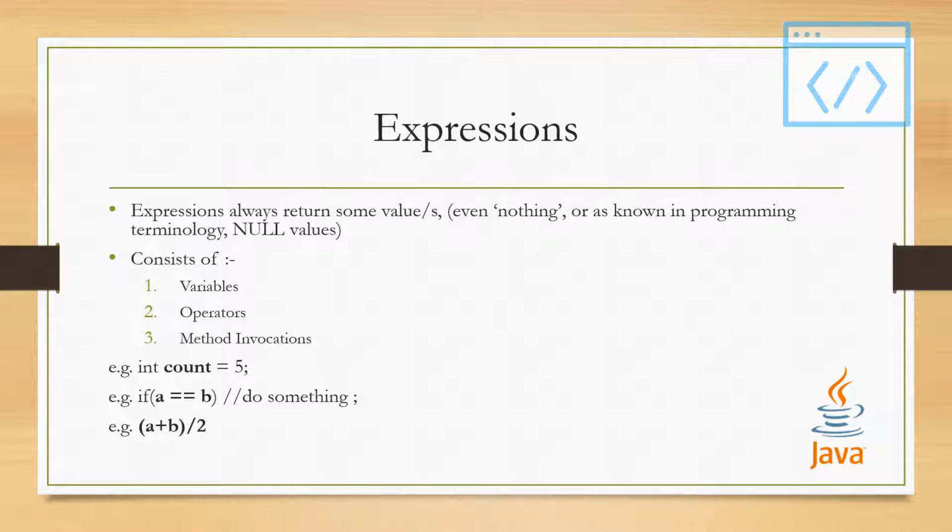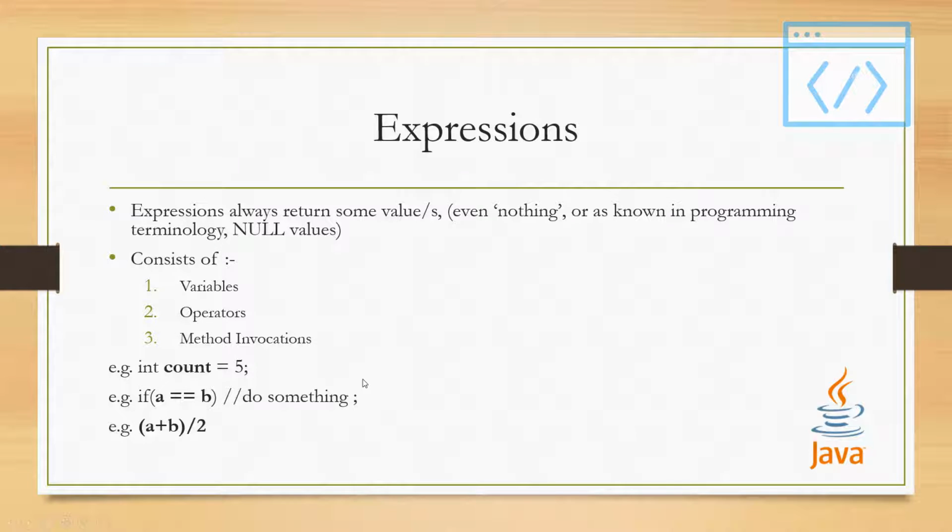So the first thing we're going to have a look at is expressions. Now, whenever someone says expression, the way you can think about it is that as a general rule of thumb, anything that returns some sort of value is an expression. And that includes the null value as well. So expressions normally consist of variables, operators, and method invocations. And you can see what this means.